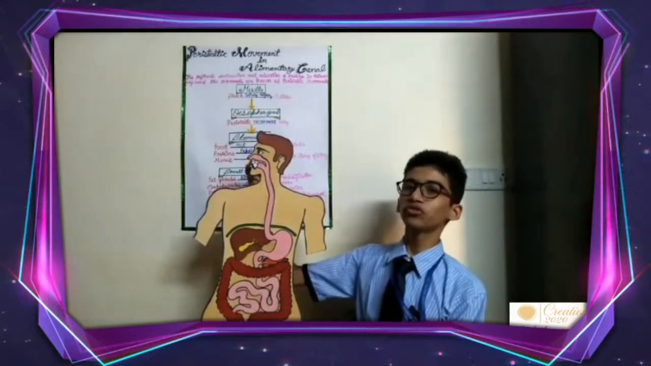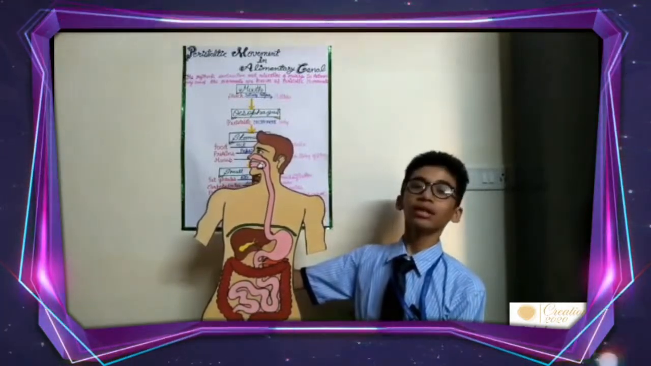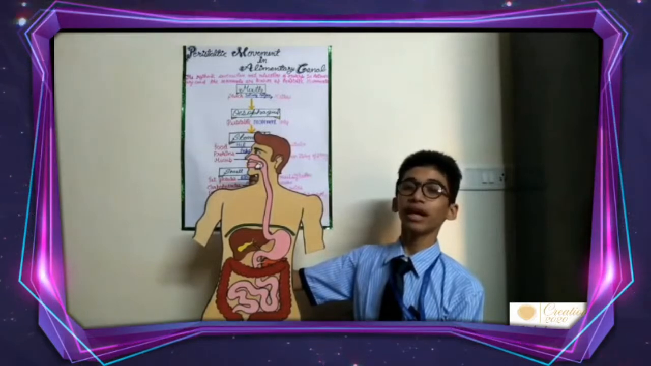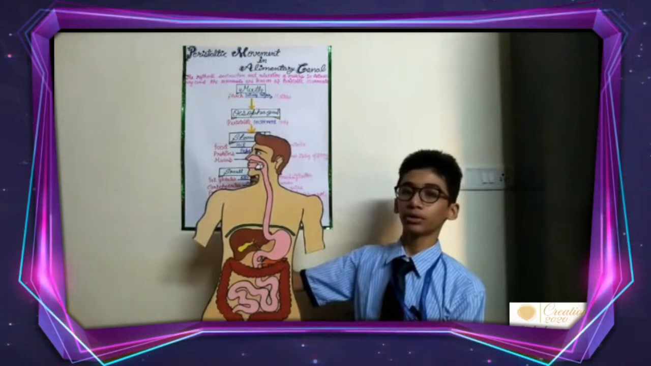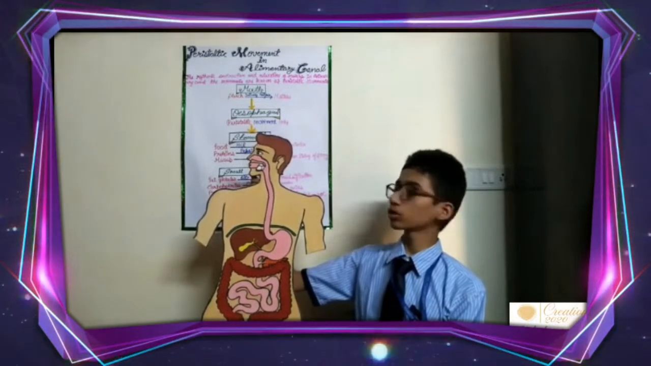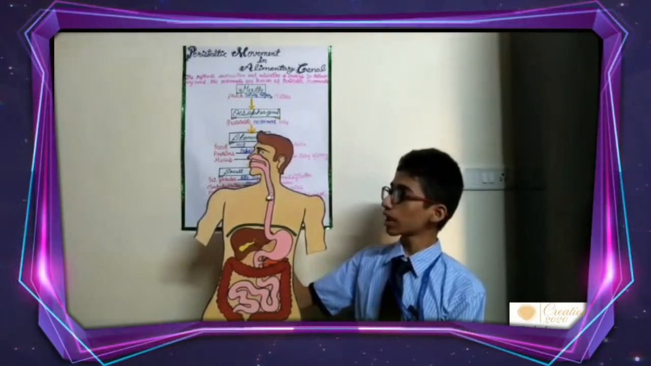When we eat food, it goes to the mouth, where the salivary glands release salivary amylase, which converts starch present in food into maltose. Then the food goes to the stomach through the esophagus, which is also known as the food pipe.